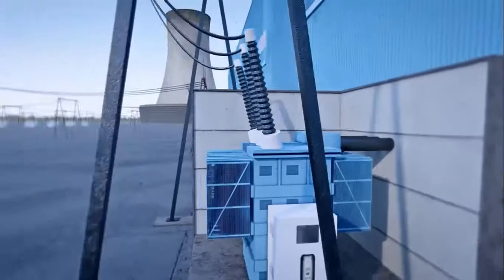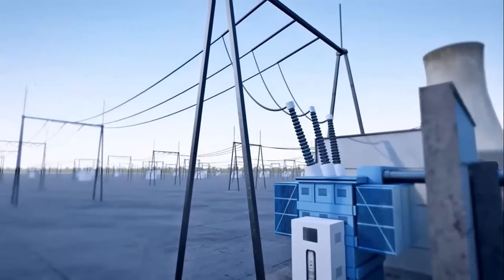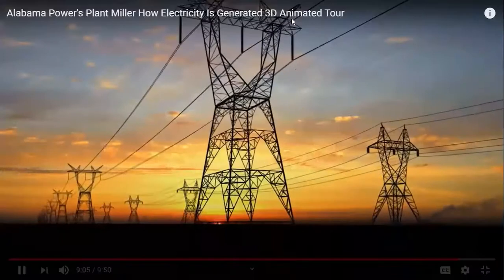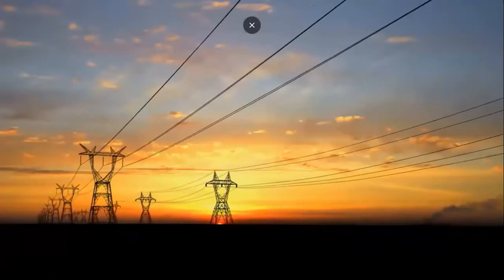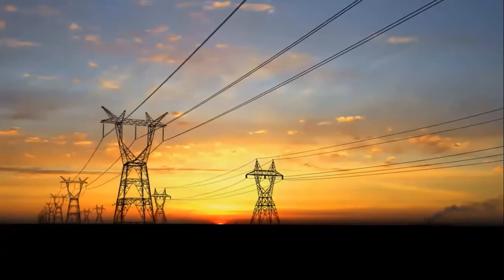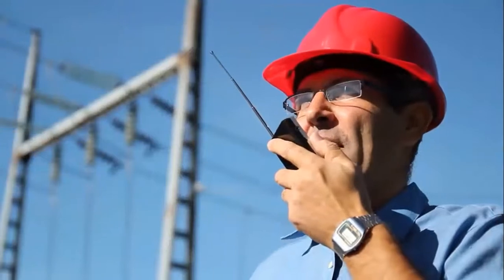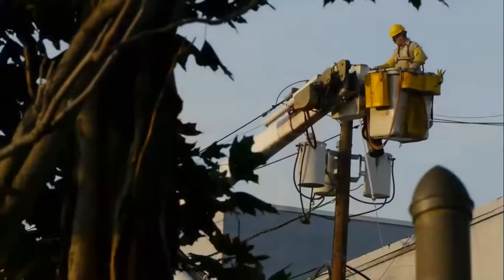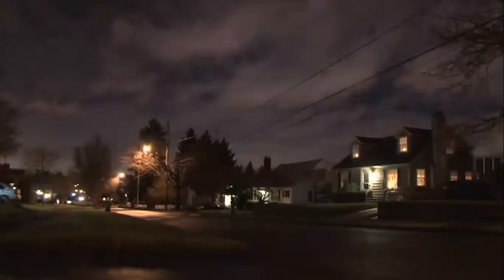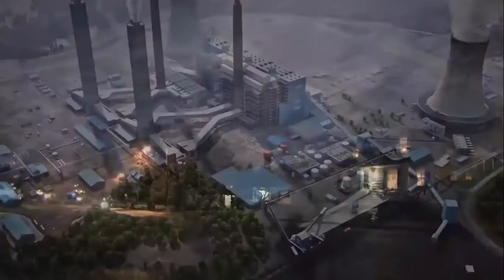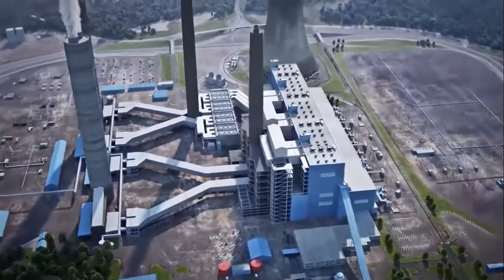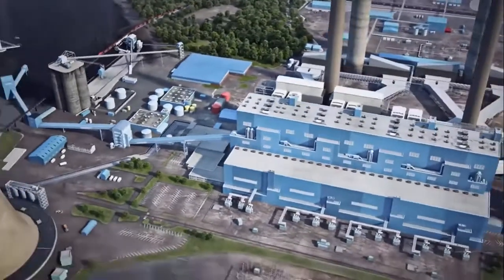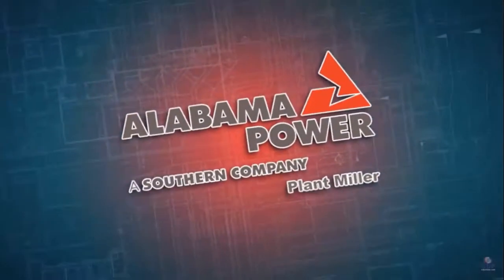When the power leaves the plant, we increase or step up the voltage for transmission purposes to as much as 500,000 volts to help minimize losses from the transmission of power. Our transmission group is responsible for the large transmission lines, towers, and substations that handle the large voltage transfer of power over long distances. Our distribution group interacts with our customers more directly and handles delivery of the power in lower voltages, stepped down in substations, and delivered to industrial, commercial, and residential customers in various voltages to suit their needs. It is our responsibility to provide our customers with reliable, affordable, and clean energy for their needs, and we take that very seriously. We hope you enjoyed this virtual tour of Plant Miller.